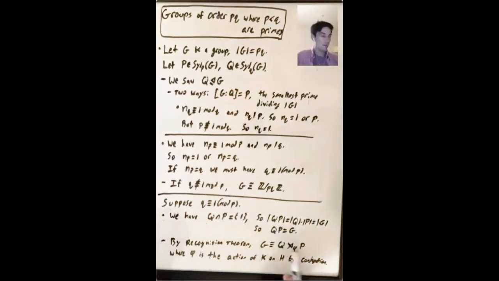So by the recognition theorem for semidirect products, G is isomorphic to the semidirect product of H and K with respect to phi, where phi is the action of K on H by conjugation. But what are K and H here? It's the action of P on Q by conjugation. So one thing we could ask is, what is this action? Is it non-trivial? So I'll pause and erase, and then I'll talk about what this semidirect product could possibly be.